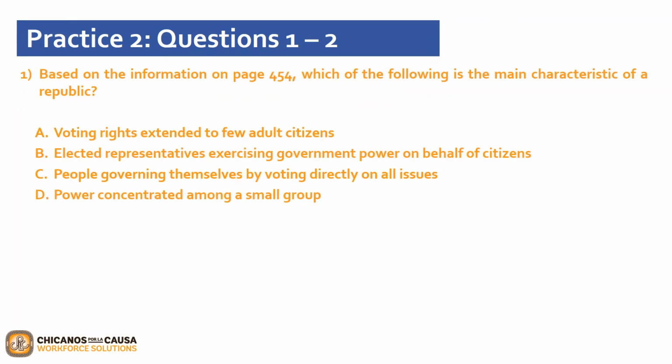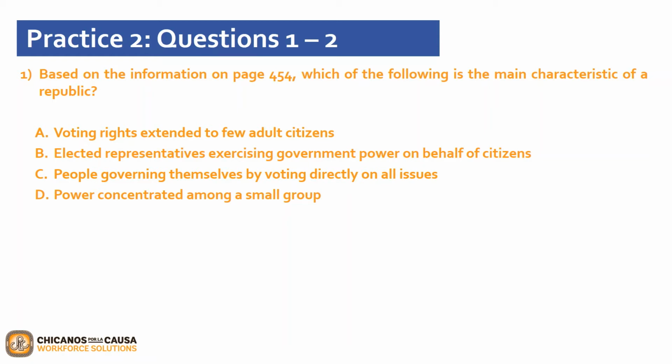Let's answer question 1. Based on the information on page 444, which of the following is the main characteristic of a republic? Our options are A, voting rights extended to few adult citizens, B, elected representatives exercising government power on behalf of citizens, C, people governing themselves by voting directly on all issues, D, power concentrated among a small group.